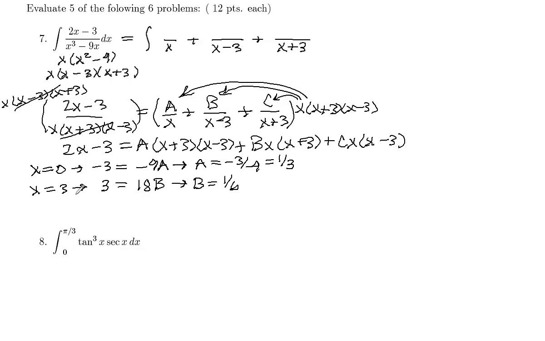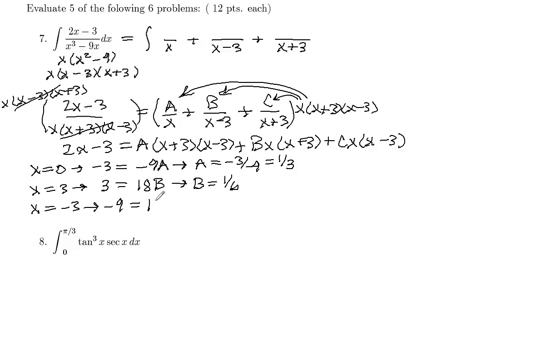And then plug in x equals negative 3. So x is negative 3. Plug that guy in. 2 times negative 3 is negative 6, minus 3 is negative 9. And then on the right hand side, if you plug negative 3 in here, this first term's going to drop out. Plug negative 3 in here, the second term drops out because that gives 0. And negative 3 in here and here, so you've got negative 3 and then negative 3 minus 3, negative 6. So negative 3 times negative 6, 18c.